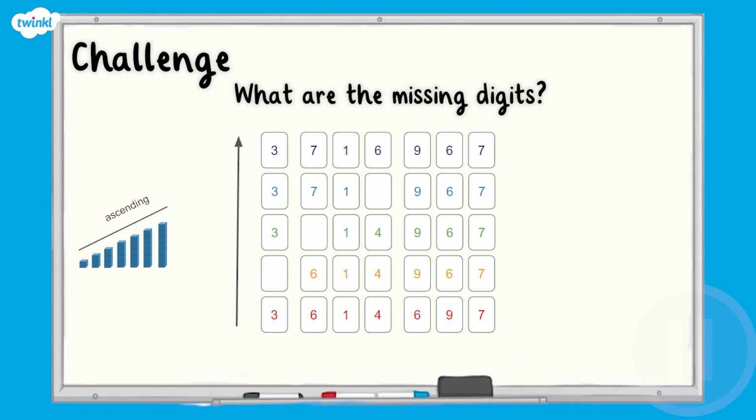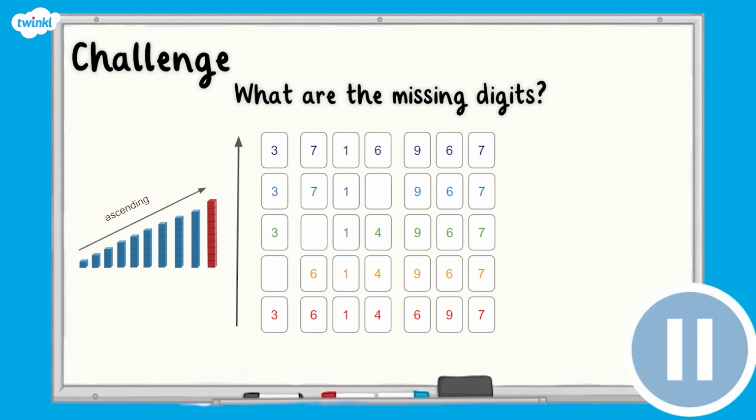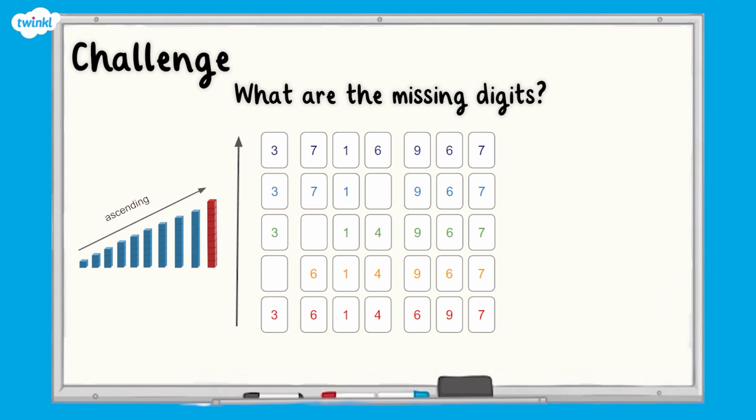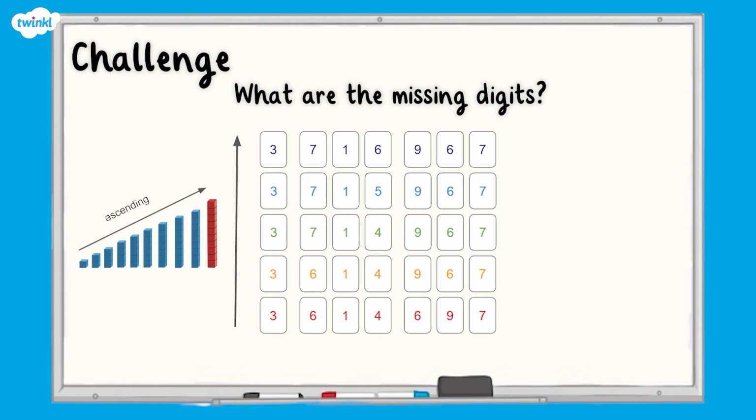Well done if you put the numbers in the correct order. Are you ready for a challenge? You need to write the correct digit in the missing digit spaces in each number to make sure that the numbers are in ascending order. Did you find the missing digits? I hope that this video has helped you to understand how to order numbers up to 10 million.